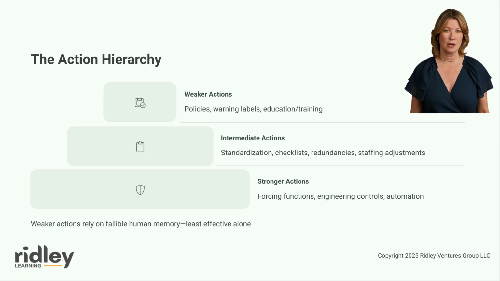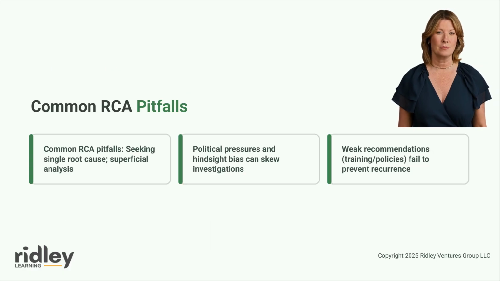The second type of weaker action is warnings and labels. A clinical example would be placing a high alert sticker on a medication bin. The third type of weaker action is education and training. A clinical example would be holding an in-service training session on the new medication administration policy. This hierarchy was adapted from the VA National Center for Patient Safety and the Institute for Healthcare Improvement RCA2 framework.